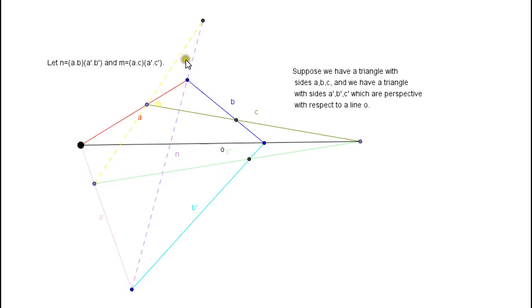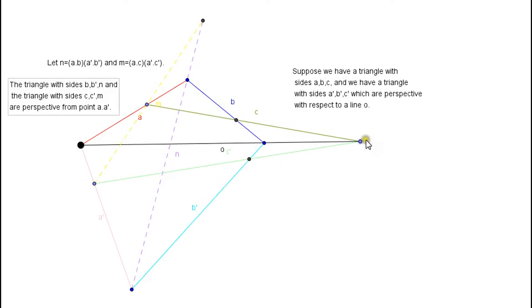N, which is this purple line, connecting the vertex of the top triangle where sides A and B meet with a vertex on the bottom triangle where sides A dash and B dash meet. And we also have this yellow line M linking the vertex of the top triangle where A and C meet, that's the green and the red side, to the vertex of the bottom triangle where A dash and C dash meet. Well, okay then, so what's next?